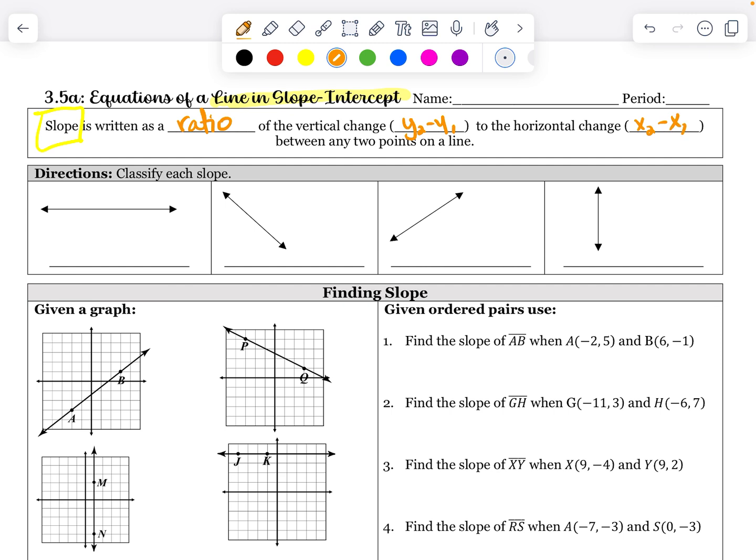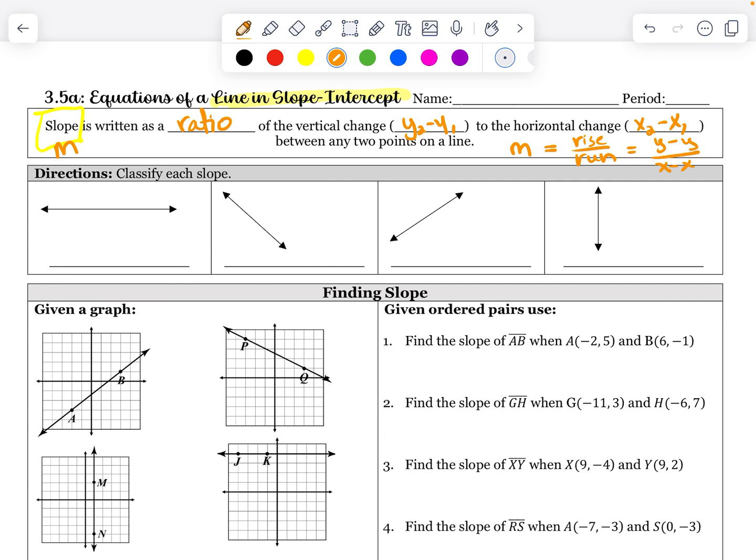So what most people see is m for slope. Slope is m equals rise over run. Hopefully you've seen that before. But mathematically, rise over run is y minus y over x minus x. So to figure out how far you go up, you subtract one y from the other. To figure out how far you go over, you subtract one x from the other.